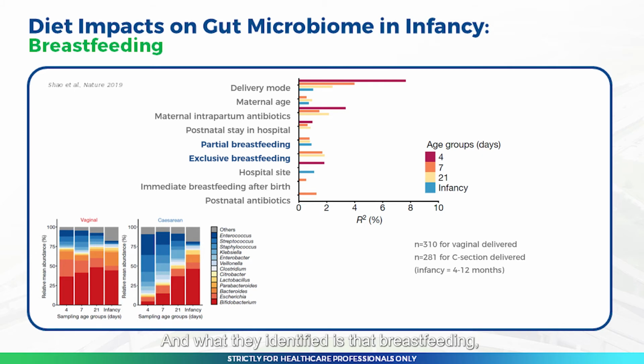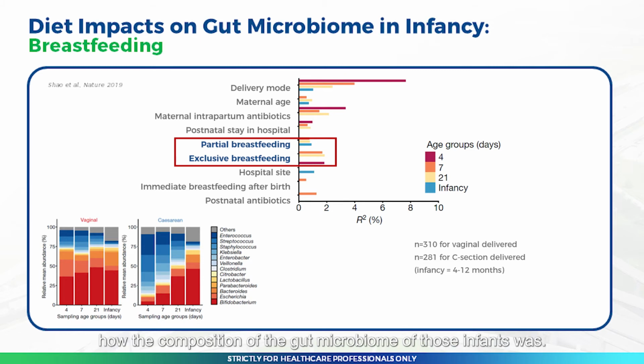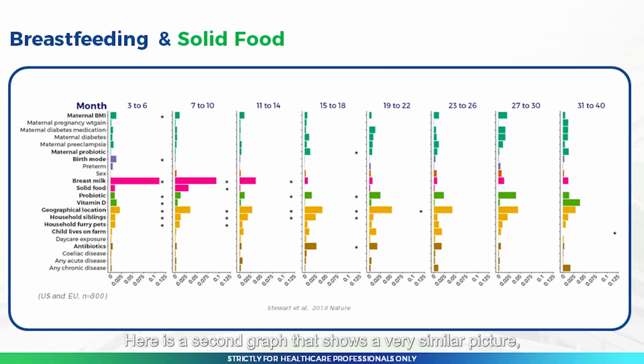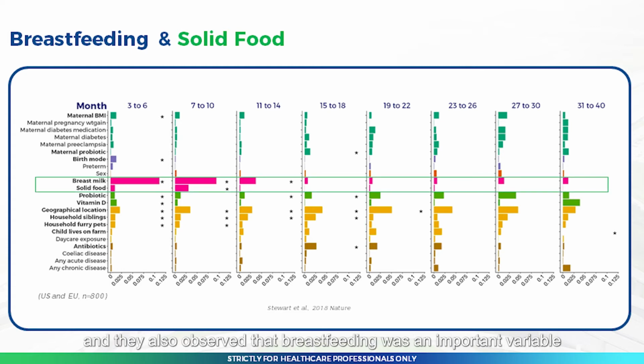And what they identified is that breastfeeding, that is in the square in red, was actually an important variable in explaining how the composition of the gut microbiome of those infants was. Here is a second graph that shows a very similar picture, where this time they looked at 800 infants in the US and EU at different ages, so you can see all the ages being pictured from left to right, and they also observed that breastfeeding was an important variable and even the most important variable between 3 and 6 years old in influencing the composition of the gut microbiome of these infants.